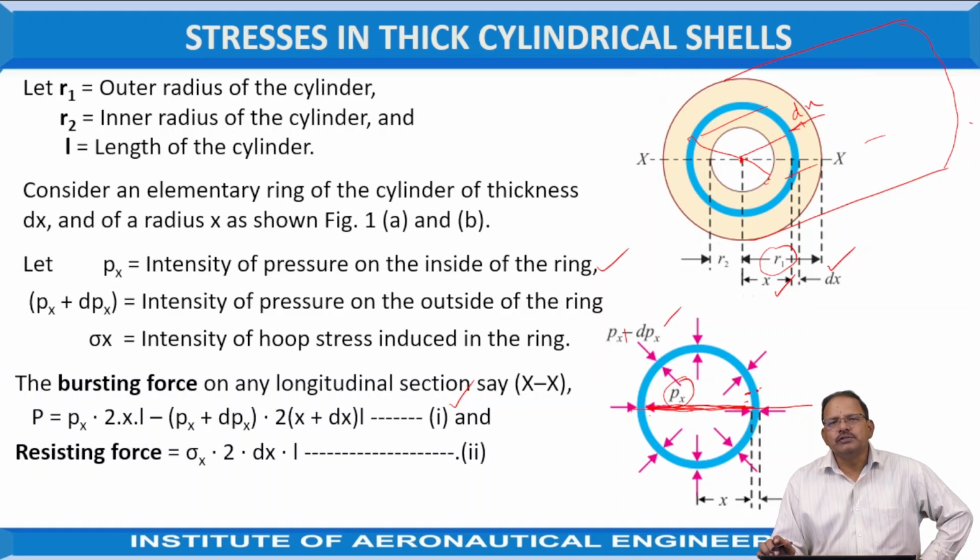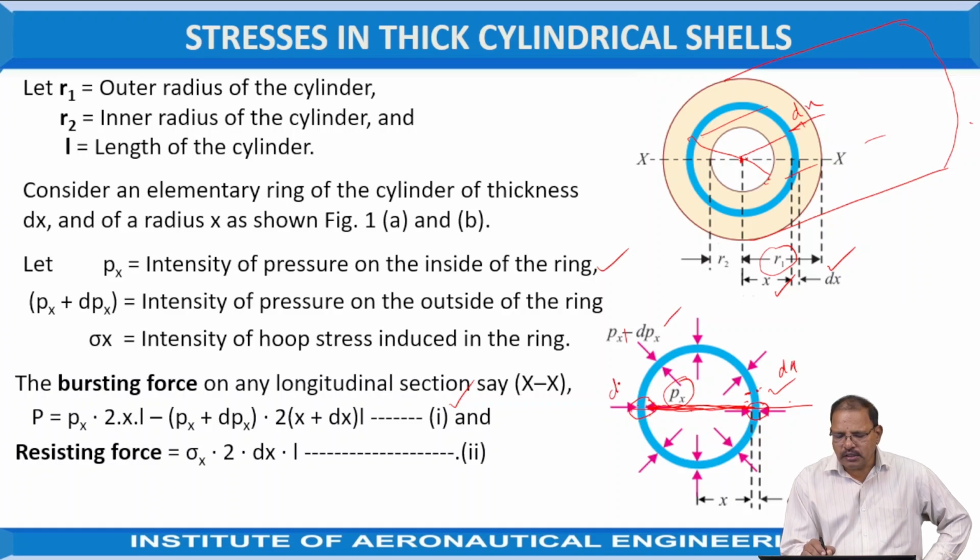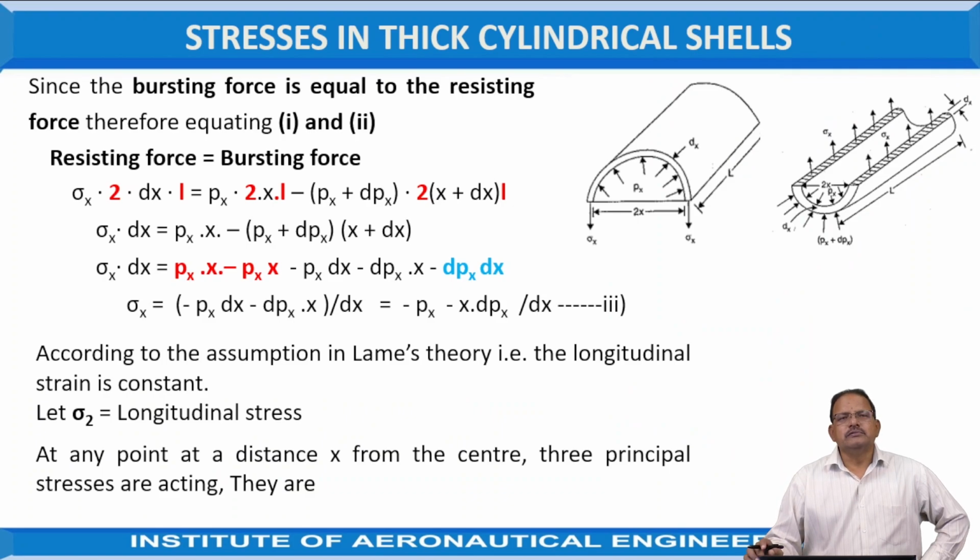But here a resisting force is there. Sigma x is representing the intensity of the hoop stress. So 2 into dx into L, because the resisting force is acting only over the thickness, taken on both sides, that is dx plus dx, and again we have to consider the entire length. Hence it is equal to sigma x into 2 into dx into L, which is shown as equation number 2. Here the bursting force as well as the resisting force are both equal when the cylinder is about to burst, that is, in equilibrium.